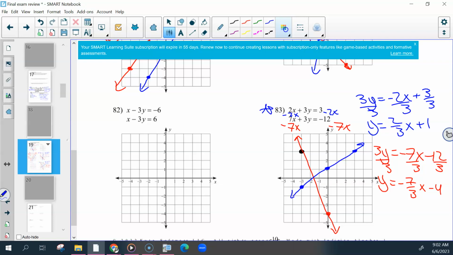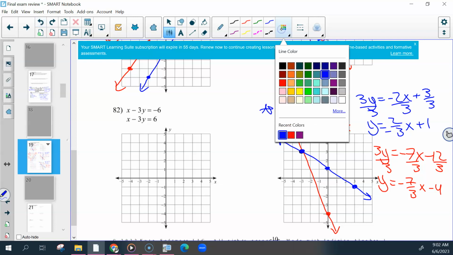Oh, that was supposed to be negative. That was my bad. So you may have just done the same thing I did. It should be up to the left 3 and down to the right 3 instead of what I just said. And then find where they intersect, which would be at -2.